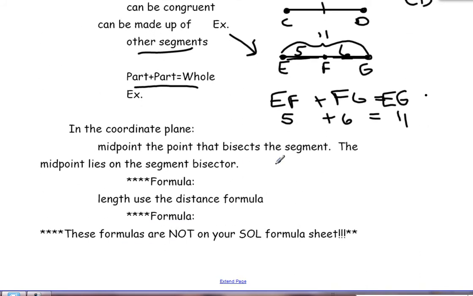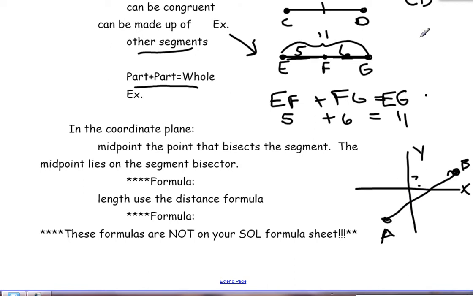We also talked about a coordinate plane. In a coordinate plane, you have your X and Y coordinates. Midpoint is a point that bisects a segment. So let's say we have a segment on a coordinate plane. Call that AB. And I was looking for the midpoint. We know it's somewhere over here. Well, the midpoint is the average of our X values and the average of our Y values.